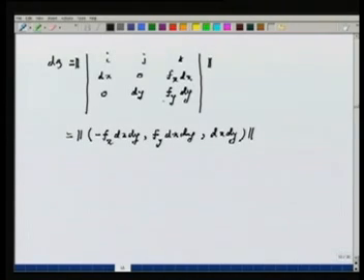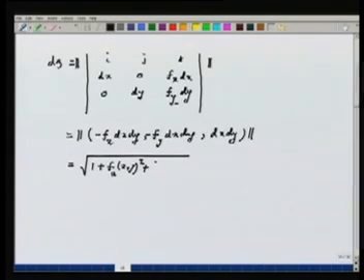Let us see whether all the calculations are correct here. Then i times 0 into this minus dy into this, so minus fx dx dy, then j into this minus, so yeah, here is a minus sign here. So this is what I get. Then this norm is easy to calculate. This is square root of 1 plus fx at xy square plus fy at xy square dx dy.